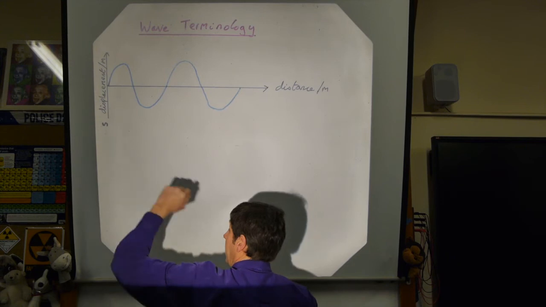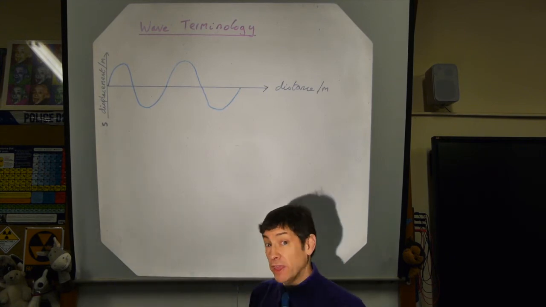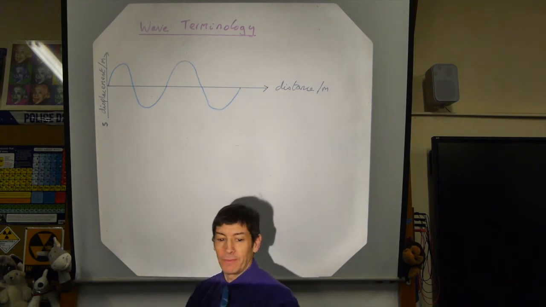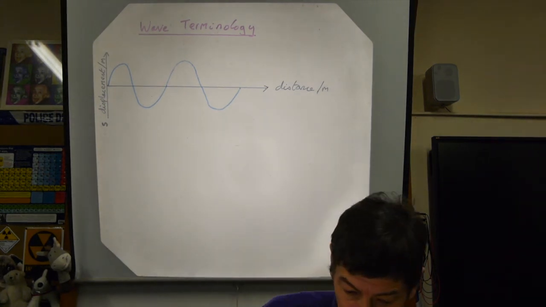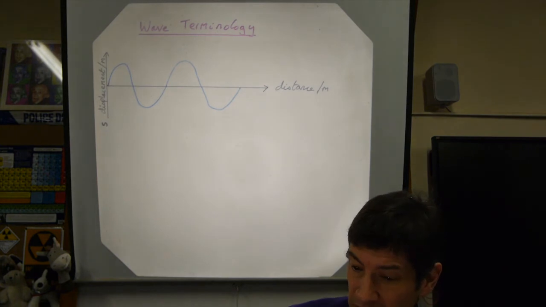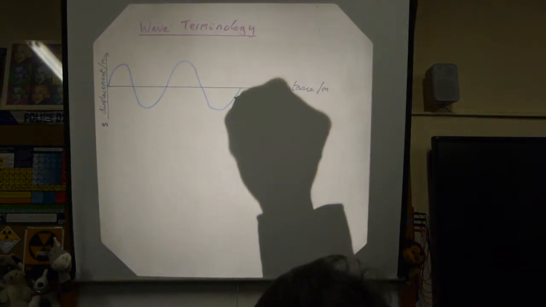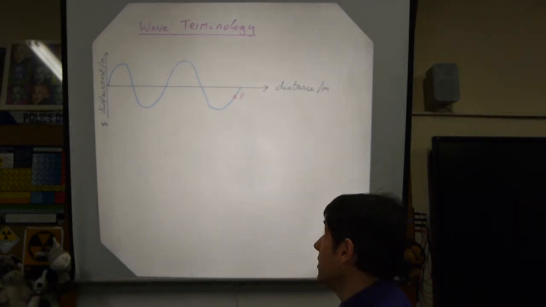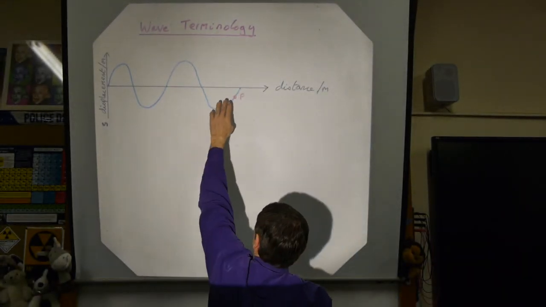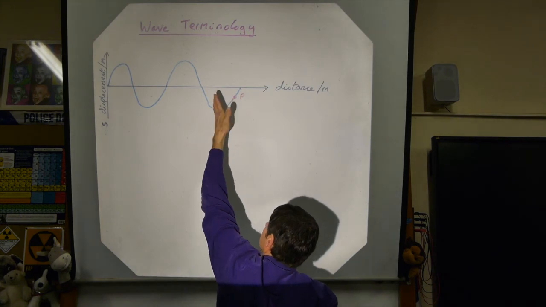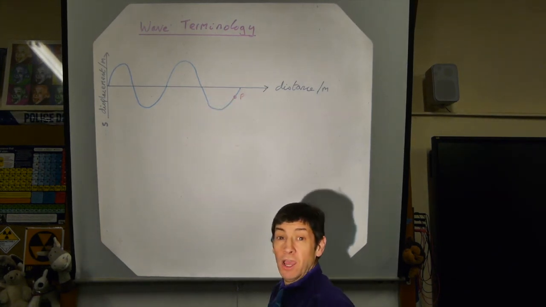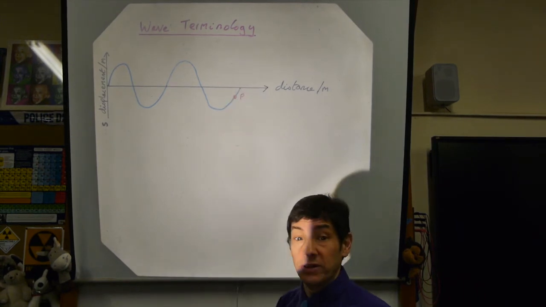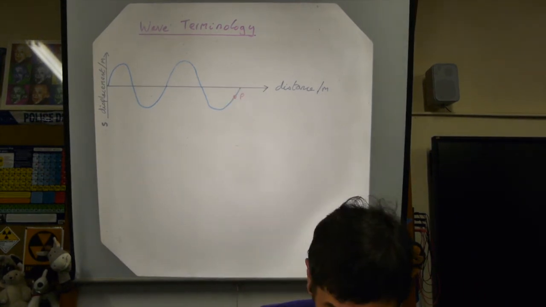Now, why this letter s, which is so confusing with other things in physics? I like to think about it as separation. Okay, so if we look at a point on this wave, a particular point, maybe here, point P, we can talk about that as having a displacement of maybe minus 0.3 of a metre, because it's separated from its equilibrium point, in this case, downwards.